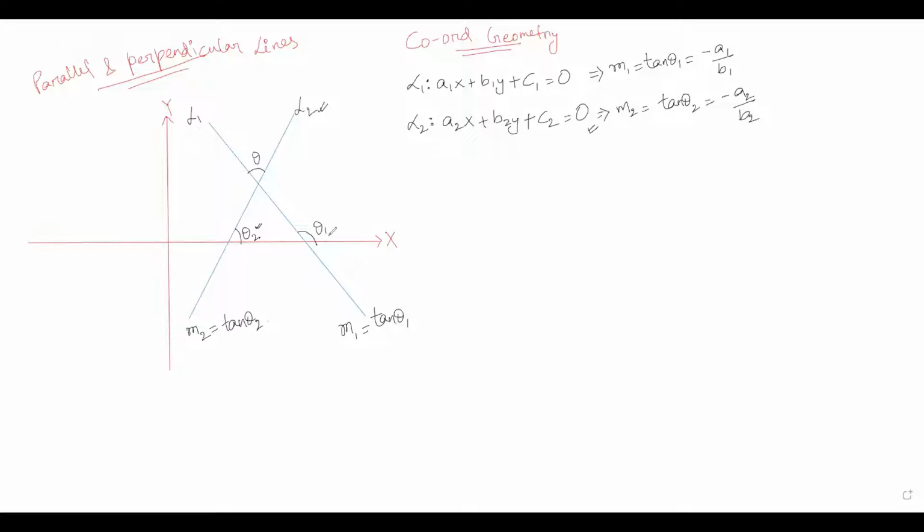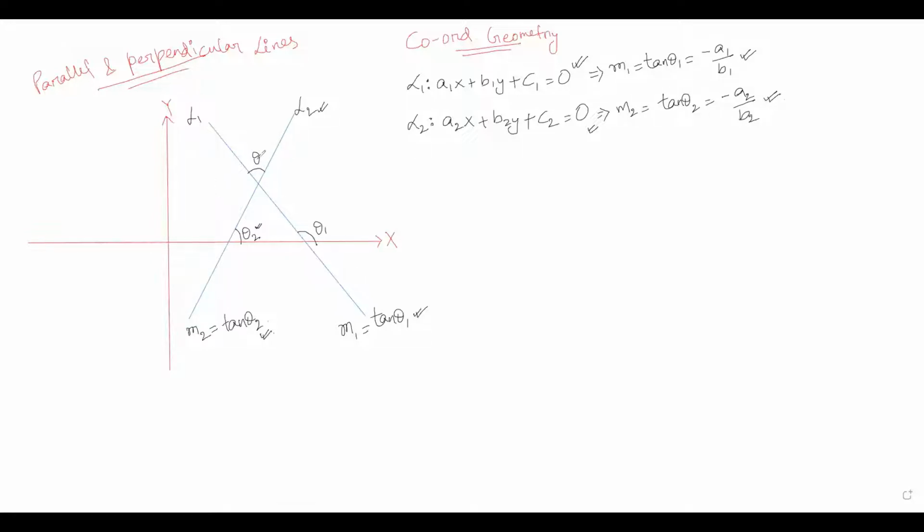Now, since this line L1 is making an angle of θ1 with the positive direction of x-axis, if we consider the slope of this line L1 to be m1, in that case m1 would be equal to tan θ1. In a similar way, if I consider the slope of the line L2 to be m2, in that case m2 would be equal to tan θ2. So if we rearrange these equations in y equal to mx plus c form, the slope m1 would be equal to tan θ1, which would be equal to minus a1 upon b1, and the slope m2 would be equal to tan θ2, which would be equal to minus a2 upon b2.